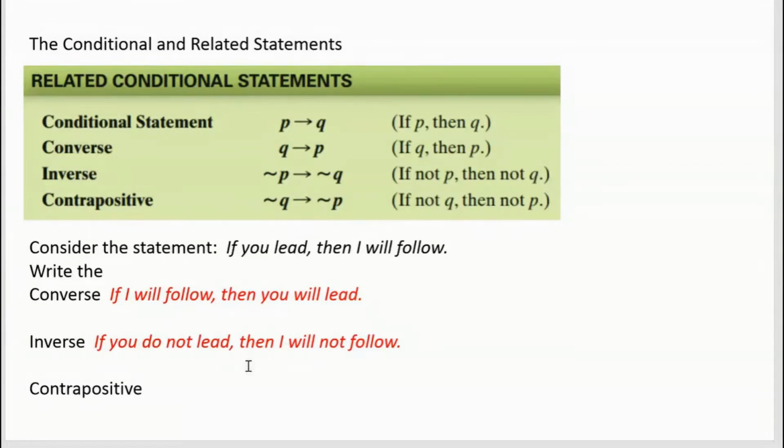And finally, the flip it and reverse it, right? The contrapositive. I need to negate both the P and the Q and flip it around. So if I flip it around, the Q comes first. If I will not follow, then you will not lead. Does that make sense? That's the contrapositive, okay? If I will not follow, then you do not lead, or you will not lead. Either way that you want to say it is perfectly fine. So you see how this works?